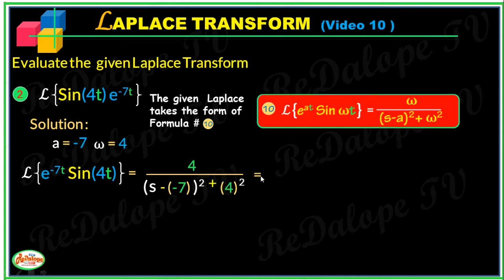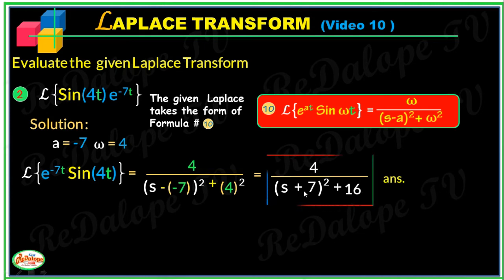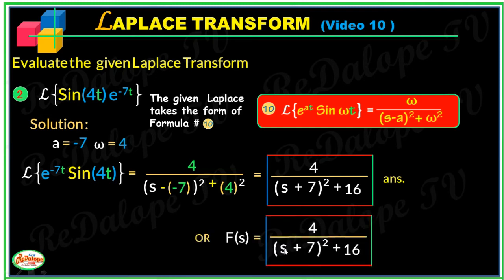Simplifying it now, we have 4 divided by the quantity of s. So we have negative times negative 7, so we have positive 7, and that is being raised to square, plus 4 times 4, so we have 16. Then multiply it by 1, the coefficient of the Laplace symbol, or this is also the same as 4 divided by s plus 7 square plus 16. This is the final answer, and that can also be written as F of s is equal to 4 divided by s plus 7 raised to square plus 16.